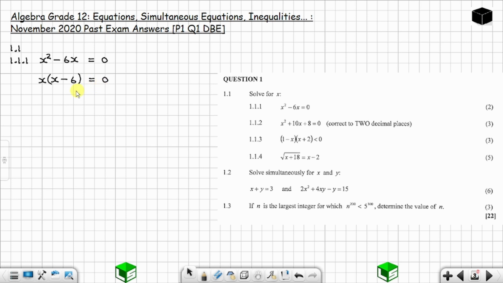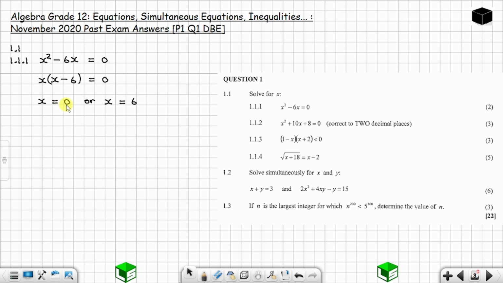Finally, x is equal to 0, or x is equal to 6. When you make this part equal to 0 and you solve for x, the negative 6 will go to the other side, and then you have x is equal to 6. So you have solved for x is equal to 0 or x is equal to 6. This is how you solve this question, and the question is 2 marks. Simple as that.